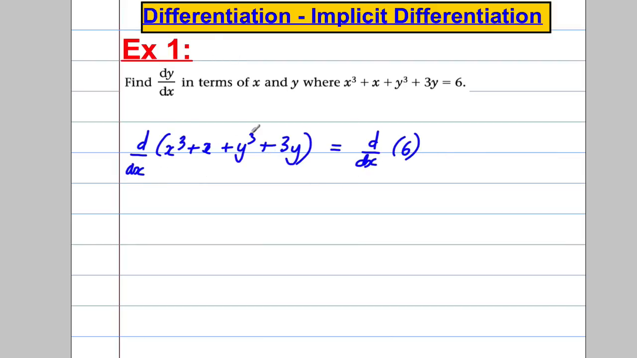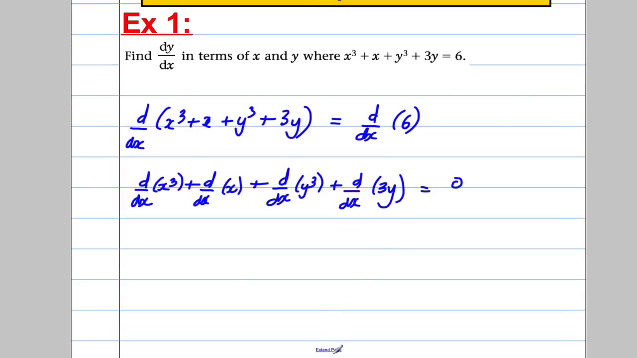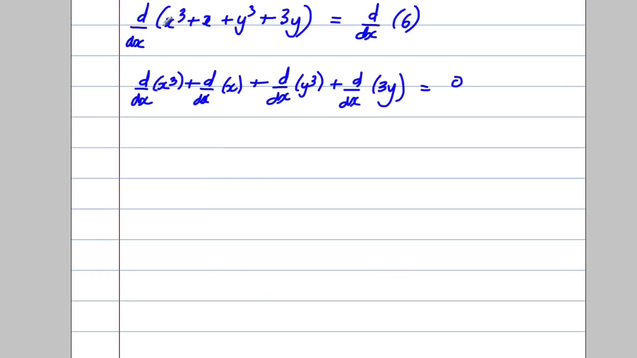And I can apply the differential through to each thing that's being added. So I can say that's d by dx of x cubed plus d by dx of x plus d by dx of y cubed plus d by dx of 3y, and I know this is equal to 0 because differentiating a number always gives me 0. Okay, now I can differentiate these two with respect to x because they're functions of x, so that would be 3x squared add 1, these two.